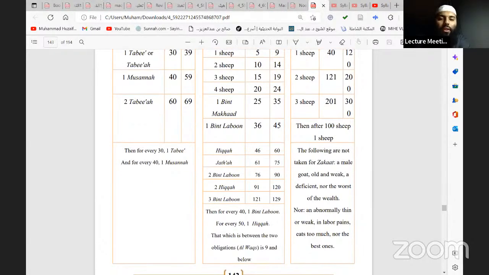If you have 25 to 35, you would give 1 bint makhad, which is the camel that is 1 year old. If it's 36 to 45, you would give 1 bint labun. If you have 46 to 60, you give a hiqqah, which is 3 years. And if you have 61 to 70, you would give a jadha'ah, which is the 4-year-old camel. I understand it'll be difficult to memorize the whole thing right now.